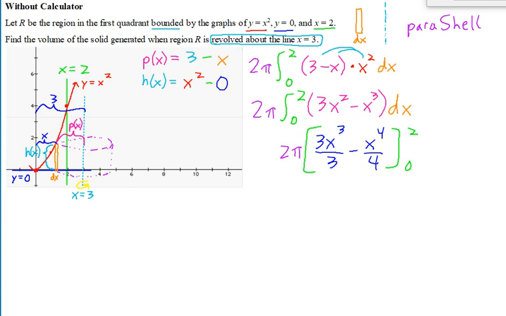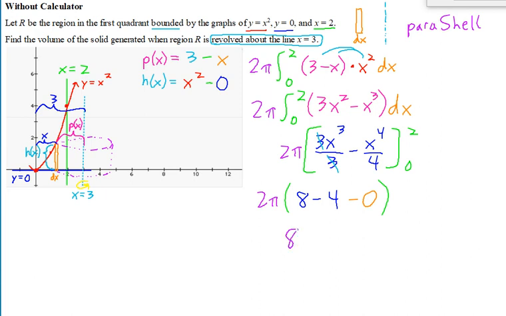And then you can see we can reduce that a little bit. The 3's reduced out here. So we just end up with x cubed minus x to the 4th over 4. So now we always start with the upper limit. So when we substitute that in, substitute in the 2 cubed gives you 8. Minus 2 to the 4th is 16 divided by 4 is 4. And then minus, when you substitute in 0, notice they're both going to be 0. So 8 minus 4 would just give you 4 times 2 pi would give you 8 pi.